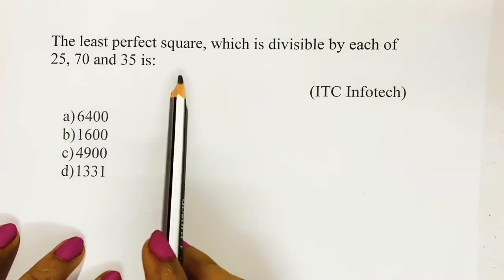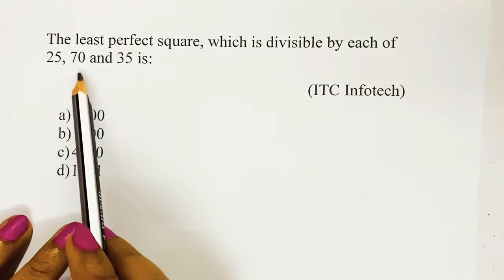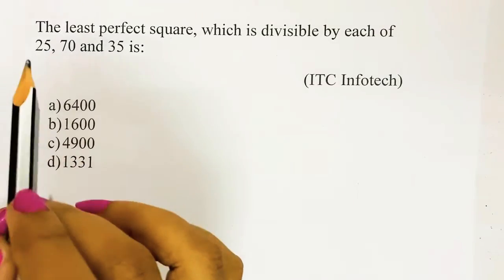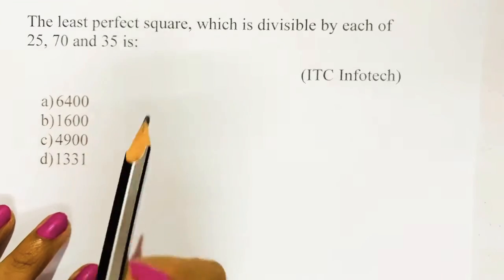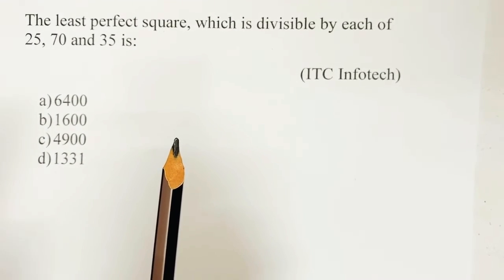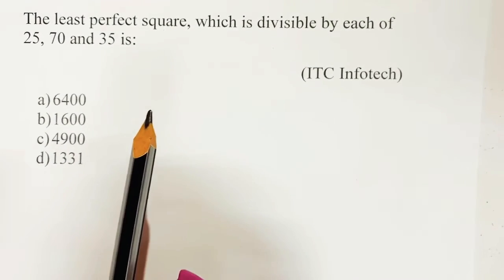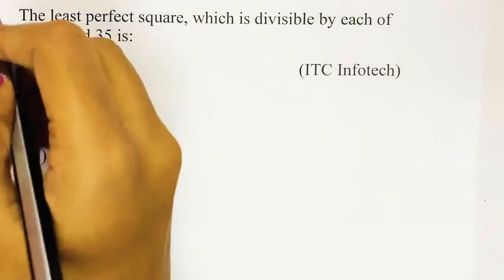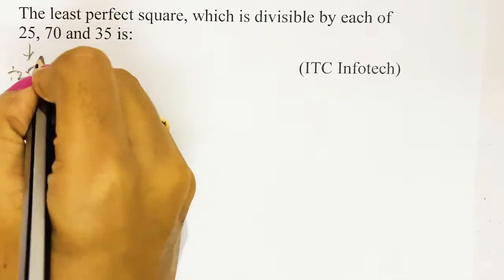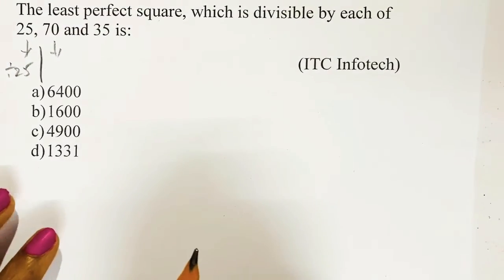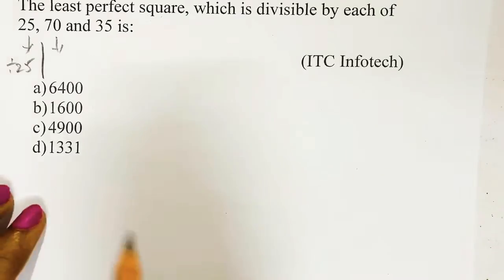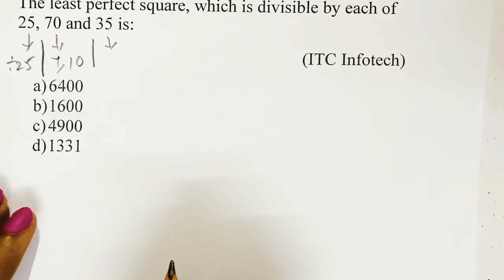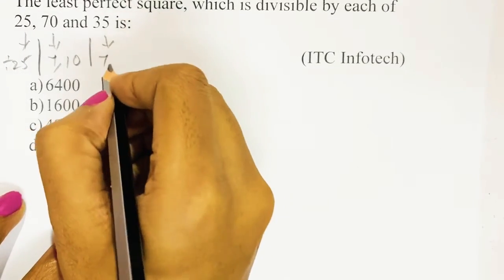The least perfect square which is divisible by each of 25, 70 and 35 is... To check whether a number is divisible by 25, we have to check whether the last two digits are divisible by 25 or if the last two digits are 0. To check whether the last two digits are divisible by 25, we can see whether the number is divisible by 5 twice. To check whether a number is divisible by 70, we have to check whether the number is divisible by both 7 and 10. To check whether a number is divisible by 35, we have to check whether the number is divisible by both 7 and 5.